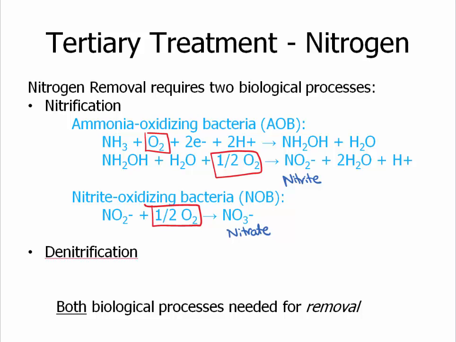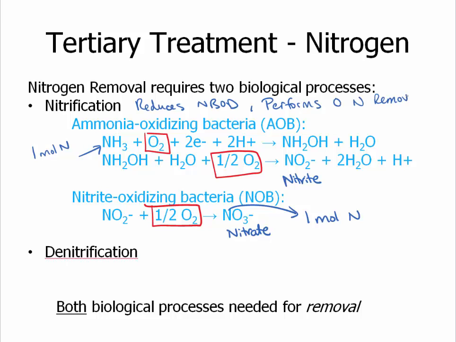Now, if you look at this carefully, you start with 1 mole of nitrogen. And in the end, you're left with 1 mole of nitrogen. So we say that nitrification, although it is excellent because it reduces nitrogenous oxygen demand, actually performs 0 N removal because you start with 1 and you end with 1.